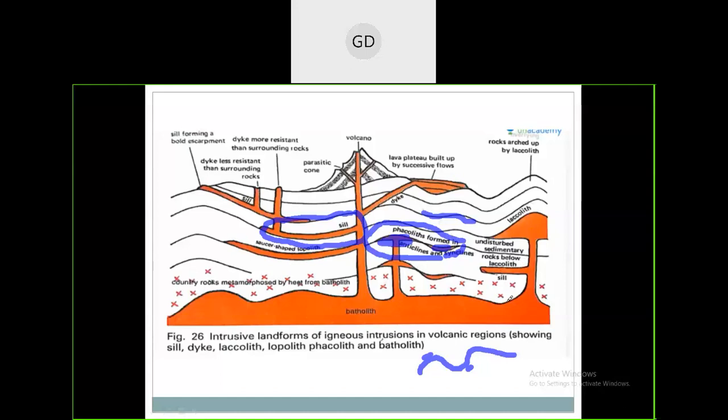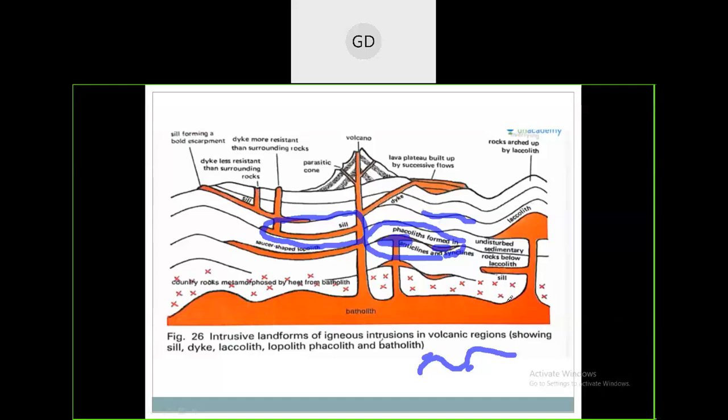Those igneous intrusions which are associated with structural basins, that are sedimentary beds that are inclined towards a common center, those basins inclined towards a common center are known as your lopolith. I will show you the diagram of a lopolith in the next class. I don't have it right now. So these are all concordant bodies.